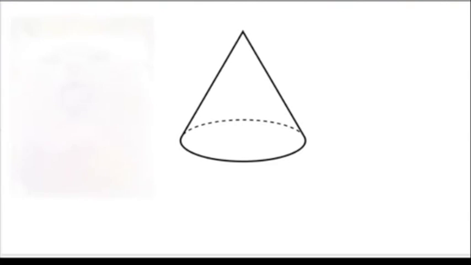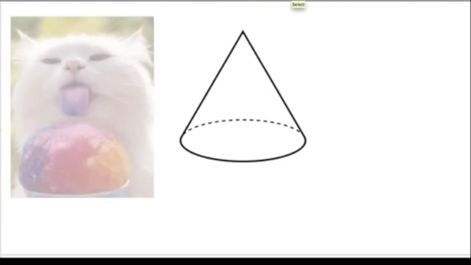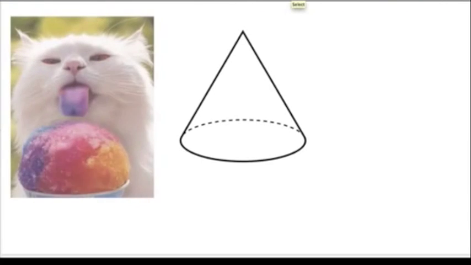So first thing we're going to do is take a look at the cone. And no. Wait, what? Why is there? Okay, all right. So there's a cat licking a cone. Great. All right. So we're going to take this cone.